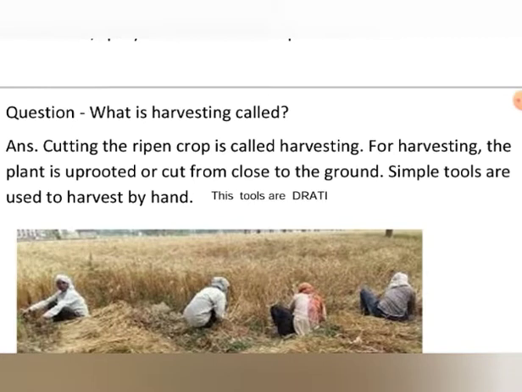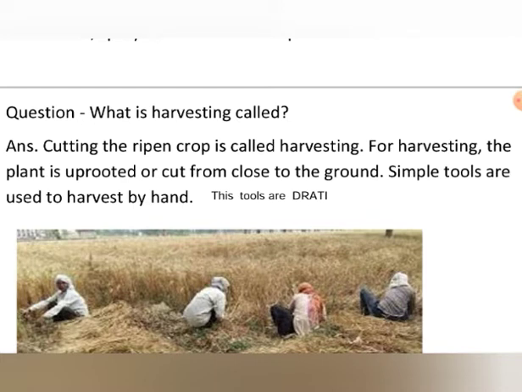Now the next question, what is harvesting? After these activities, I again summarize, recall again. The first process was the preparation of the soil. The second activity was the sowing of the seed. The third activity was the manuring. The fourth method was the irrigation method, and the fifth was the protection from the weeds. Now the sixth method is harvesting.